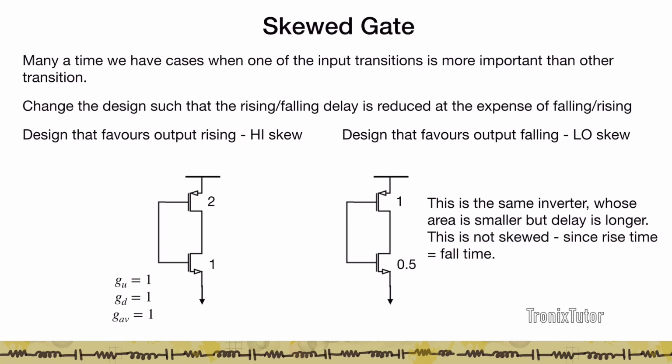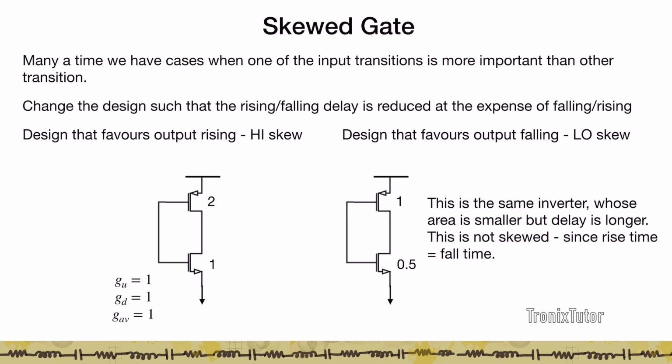It is not. If I compare these two gates, both the gates have the same ratio. So in this gate, the pull-up resistance and the pull-down resistance are equal, so both the transitions are equal. Again here, if you look at this gate, the pull-up resistance is 2R and the pull-down resistance is also 2R, indicating that in this gate too, the pull-up and pull-down delays are going to be equal. So this is not a skewed gate. What this gate is, is a slower version of the inverter.